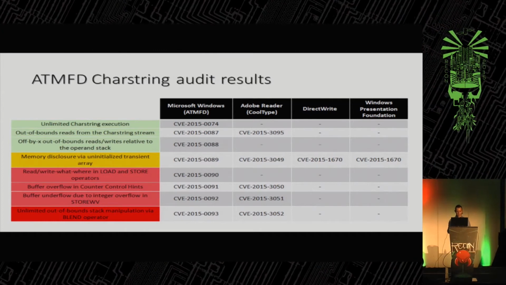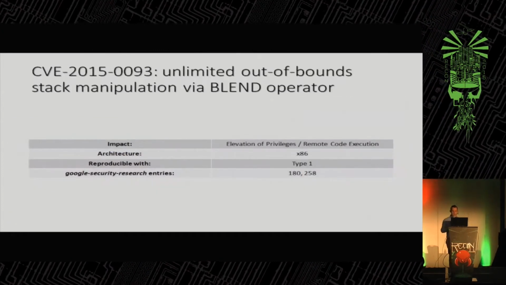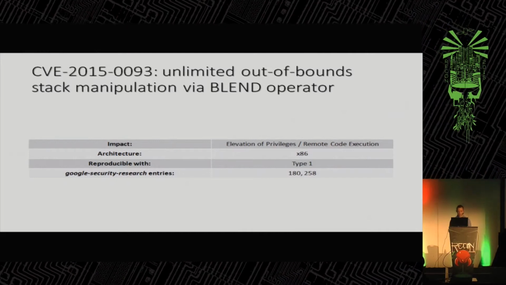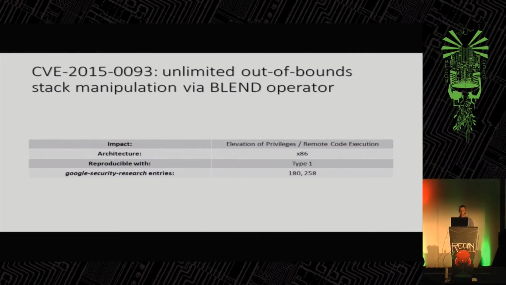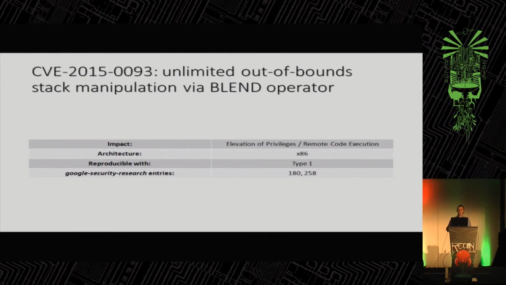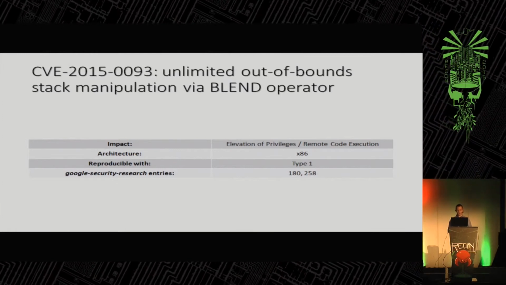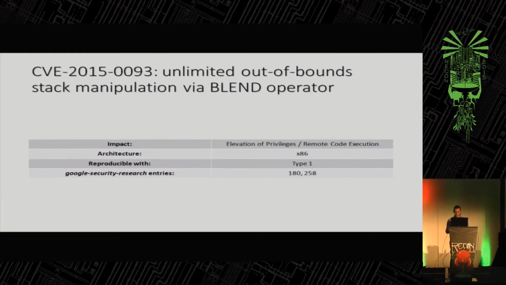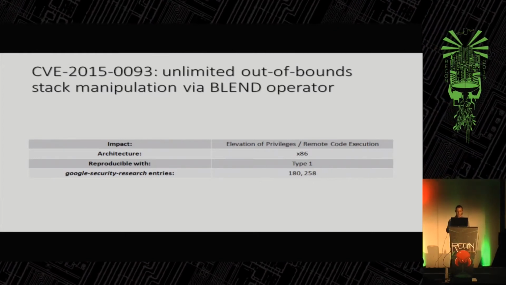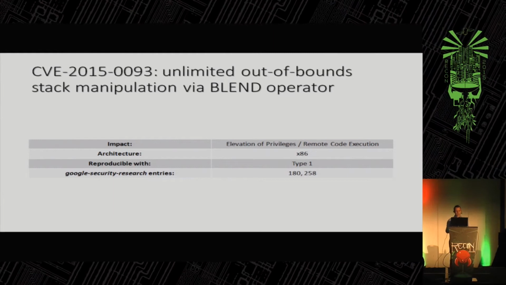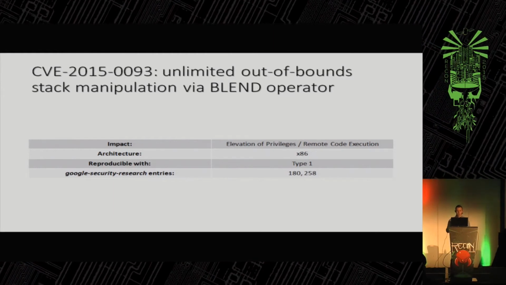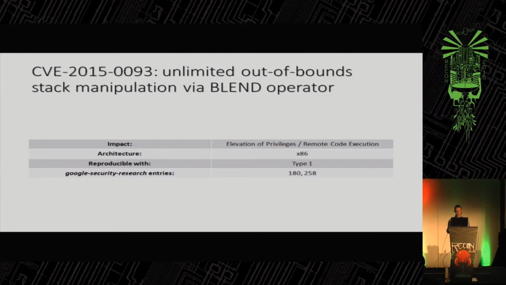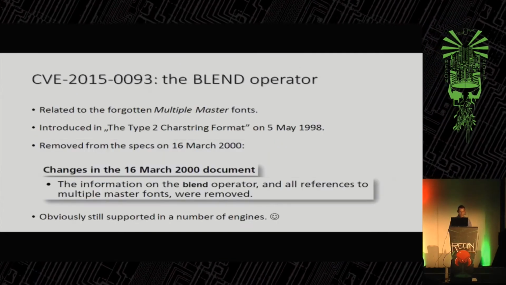So the bottommost one. Yeah, let's look into the bug. Basically, it allowed remote code execution in Adobe Reader and elevation of privileges in the Windows kernel, or perhaps also remote code execution in the Windows kernel as well. Unfortunately, it only affected 32-bit platforms, but as we will see, that might not really be a huge problem. And it was reproducible with just Type 1 fonts. But Adobe Reader and Windows kernel support Type 1 fonts, so that is not a problem either.